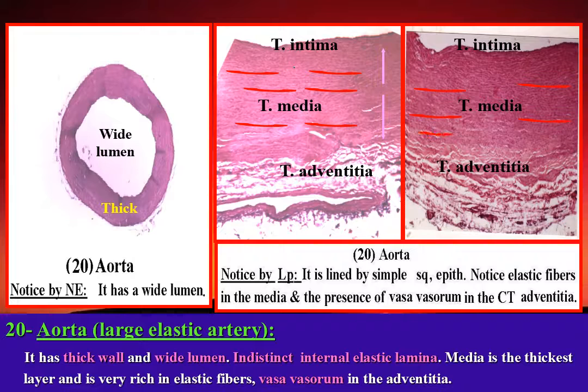So the internal and external elastic lamina are not clear and cannot be easily distinguished. Tunica adventitia consists of loose connective tissue and contains vasa vasorum for nourishment of the thick vascular coat.